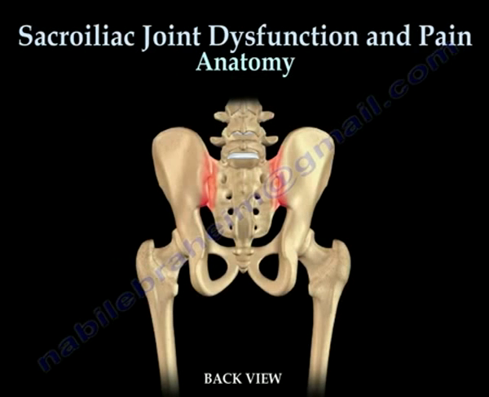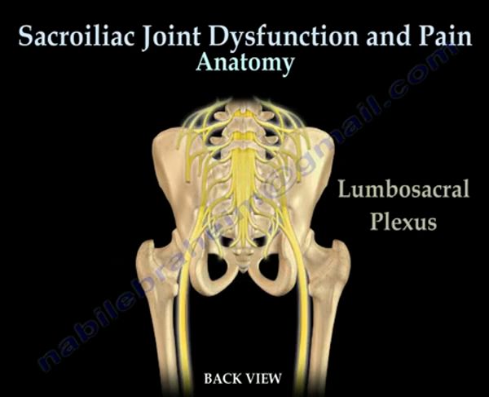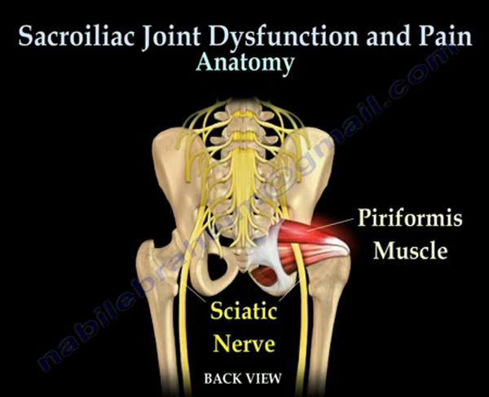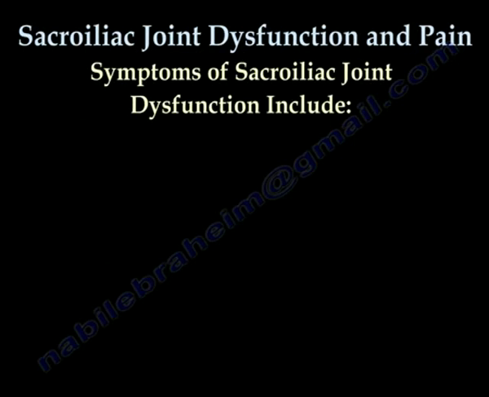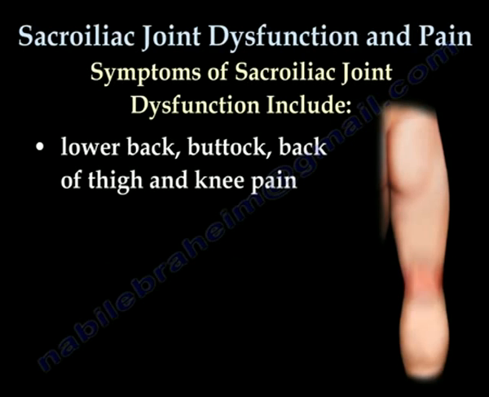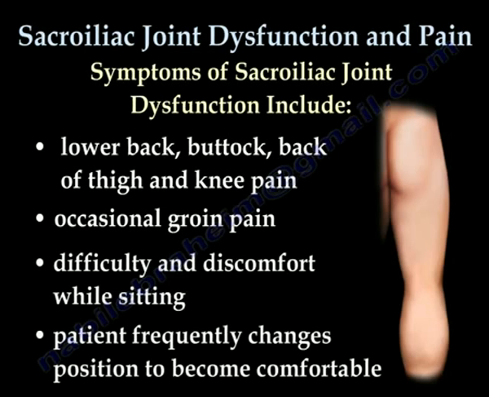From the back, the SI joint has strong posterior ligaments. Sciatic nerve crosses underneath the piriformis muscle. All of this is covered by strong back muscles. Symptoms of sacroiliac joint dysfunction include lower back, buttock, back of the thigh, and knee pain, occasional groin pain, difficulty and discomfort while sitting, and the patient frequently changes position to become comfortable.